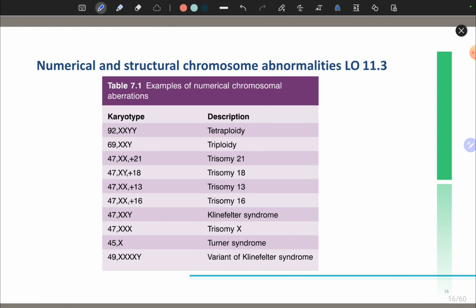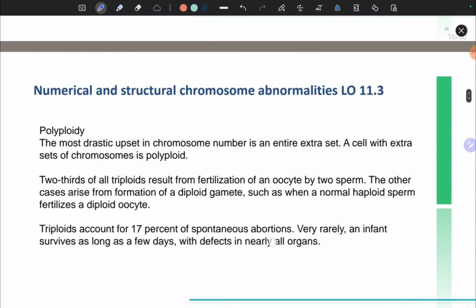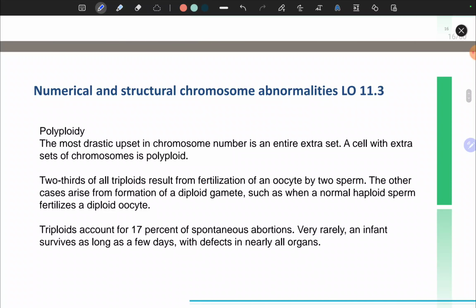Somebody will ask, why 3 sets or why 4 sets? So here we have one oocyte, one egg, fertilized by 2 sperms. So we got 3 sets of the chromosomes. The other cases arise from the formation of diploid gametes, such as when a normal haploid sperm fertilizes a diploid oocyte. So here we have a diploid oocyte, but 1 sperm. The triploids account for 70% of spontaneous abortions.